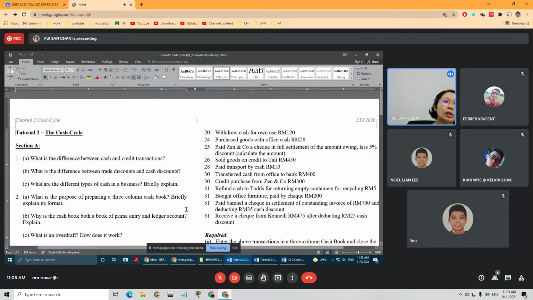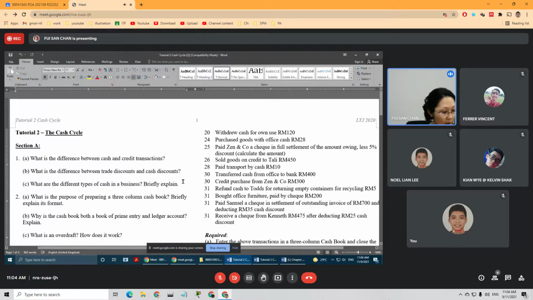Actually, this chapter can ask you a lot of theory. If I am the examiner who sets the question paper, I would like to ask you, what's the difference between cash discount and trade discount? This one is actually very important, like 1B. So 1A asks, what is the difference between cash and credit transaction? Do you have any idea what is the difference? Cash and credit transaction, this one is very important.